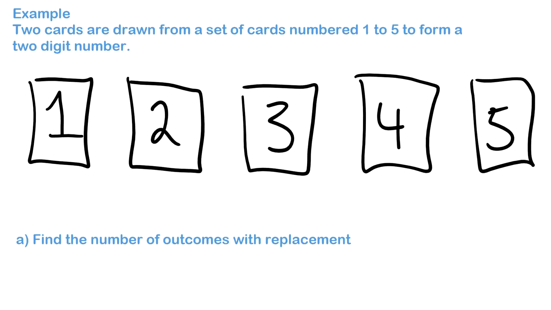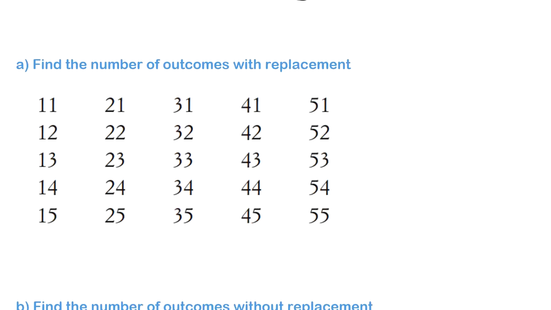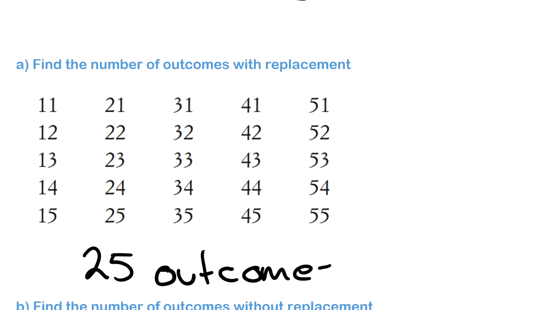So we need to find the number of outcomes with replacement. When we draw that first card, we look at it, we write that number down, we put the card back in, and then we mix it up and draw another card. What that's essentially saying is that we have a total of 25 outcomes, and those outcomes can be seen on your screen now. If I draw a 1, write the 1 down, put it back in, I can draw that 1 again and get 11. I could also get 21, 31, 41, and so forth. So altogether, there's 25 outcomes if I'm deciding to put the card back in.